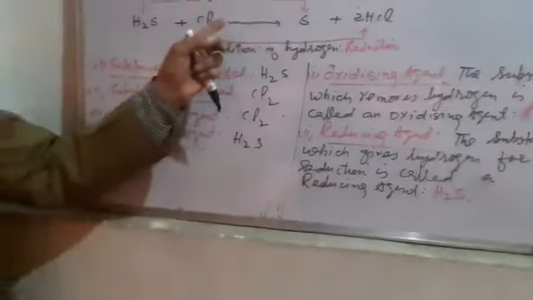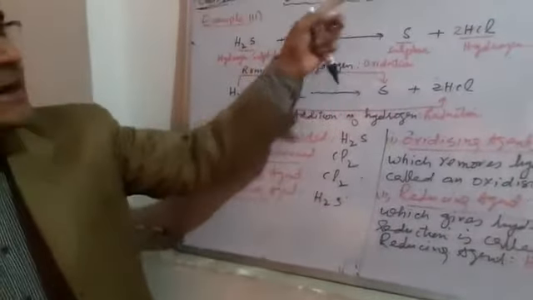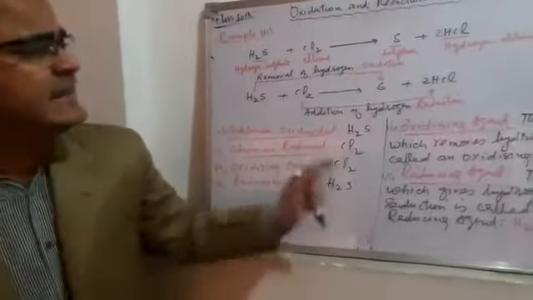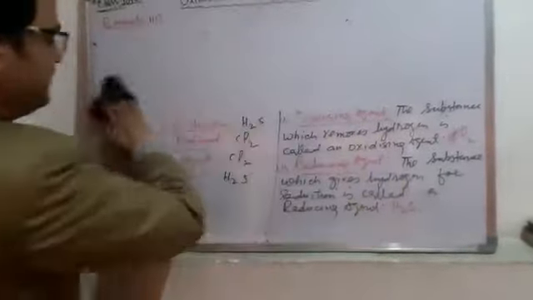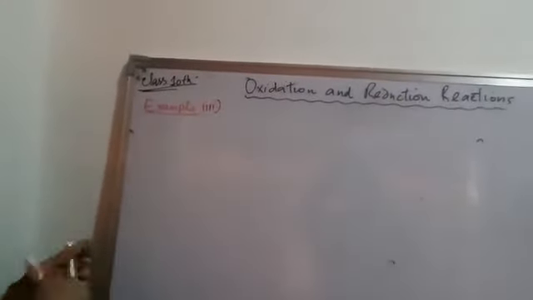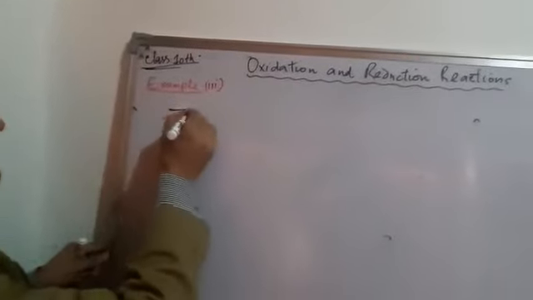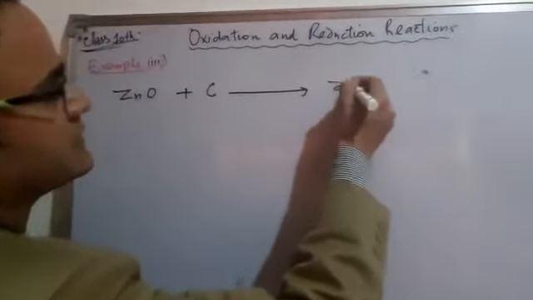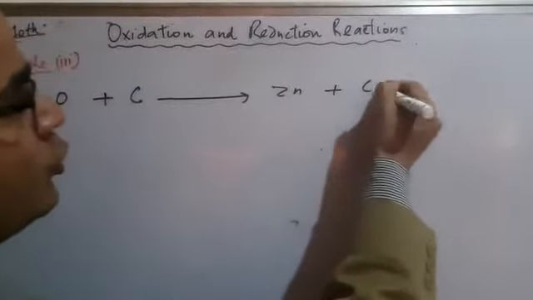So this reaction is an oxidation and reduction reaction, because oxidation and reduction take place simultaneously. That's why this reaction is called an oxidation and reduction reaction. Now let me give you a third example of this oxidation and reduction reaction. This is the third example. I will write zinc oxide plus carbon gives Zn plus carbon monoxide.